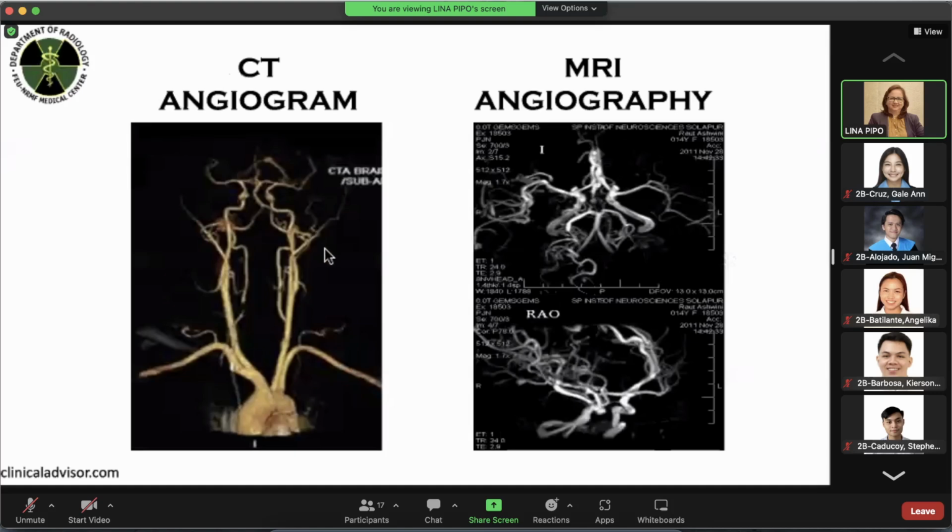We also have CT angiogram or MR angiography for us to evaluate the exact location of an aneurysm, or sometimes a ruptured aneurysm, and also in cases of vascular anomaly or vascular malformation. So CT angiogram or MR angiography is requested.